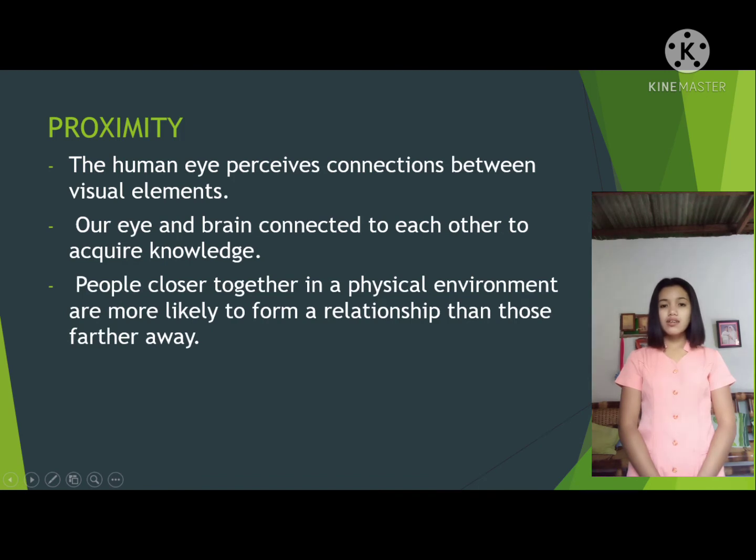The last law of perception of Gestalt learning theory is proximity. Proximity means the human eye perceives connection between visual elements. Our eye and brain are connected to each other to acquire knowledge. People closer together in physical environment are more likely to form a relationship than those farther away.